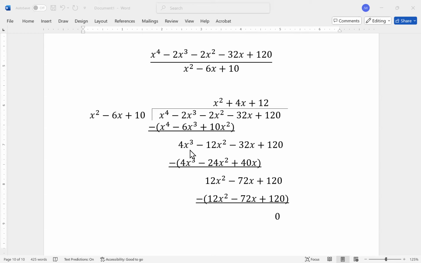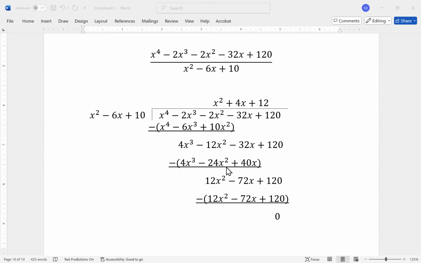I'd get 4x to the third minus 12x squared minus 32x plus 120. Then I'd ask, what do I need to multiply by x squared to get this 4x to the third? The answer to that is 4x. Then I take 4x times this polynomial. That gives me 4x to the third minus 24x squared plus 40x. If I subtract that polynomial from this one, I end up with 12x squared minus 72x plus 120.